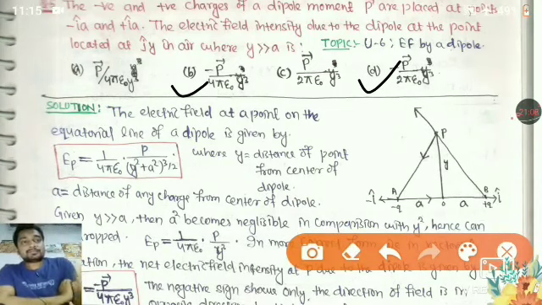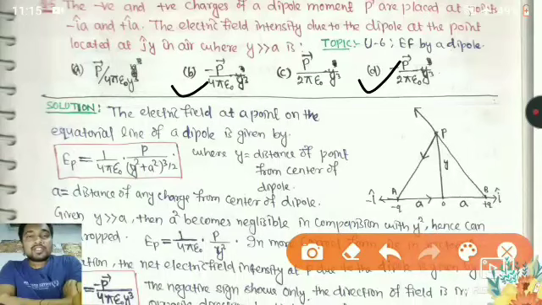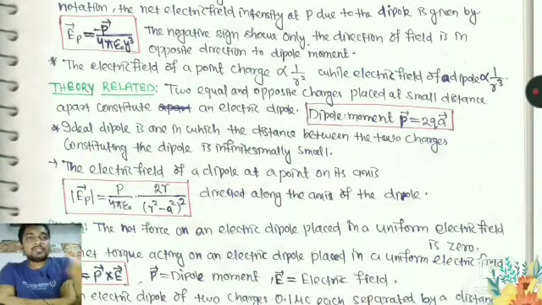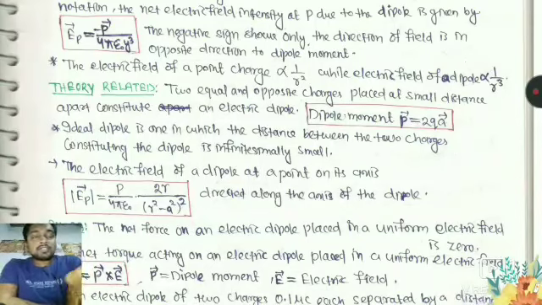Sorry, there is a mistake, and these are y cube in the denominator. Got it? So what is the theory related? We know the dipole moment. I told you last time, dipole moment P is equal to Q into 2a. Q is the charge of either of the charges, and 2a is the distance between the two charges.